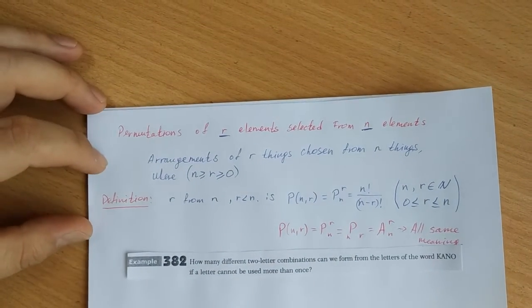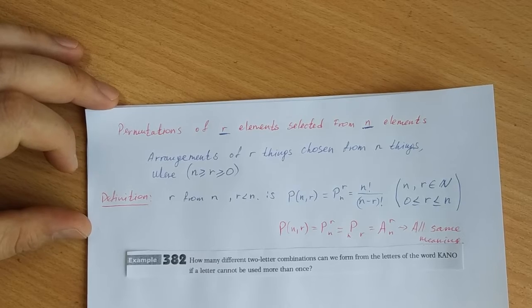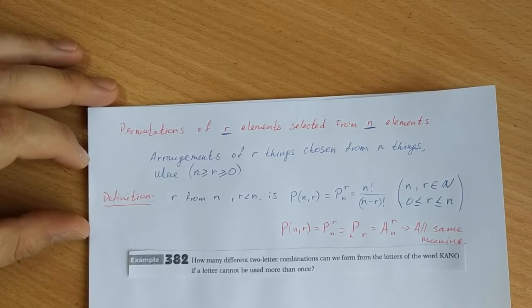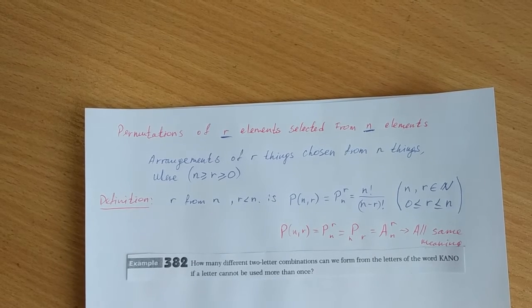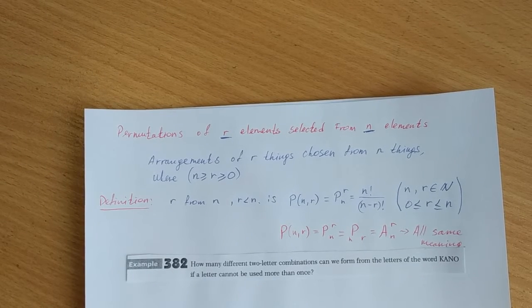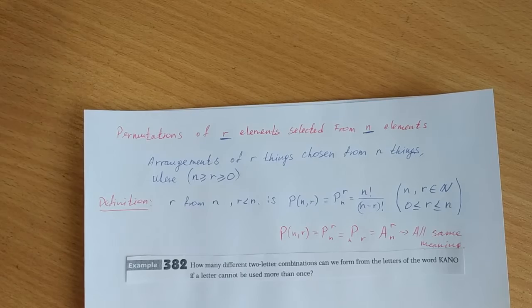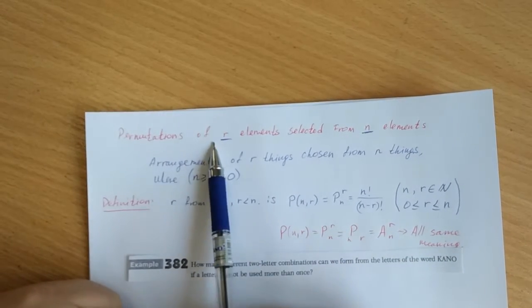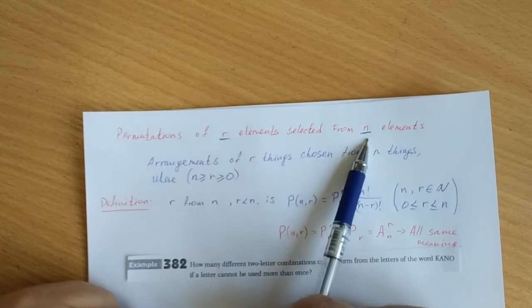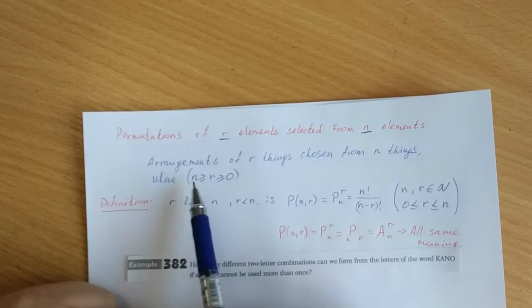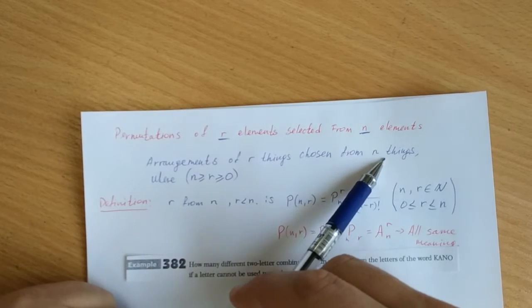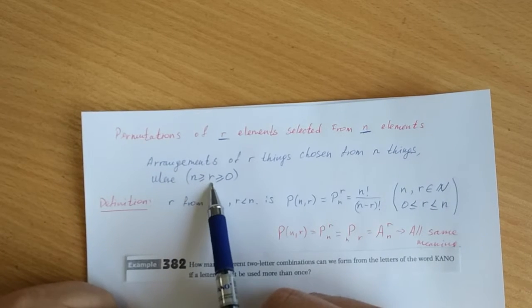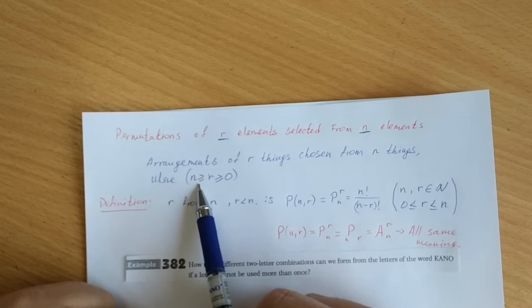Hello guys, again. We will continue our topic, permutations. In the last lesson we saw the permutation of n elements, where we arrange n elements among all of these n elements. Now we will see the permutation of r elements selected from n elements. That means, shortly, the arrangement of r things chosen from n things. That means r is less than n, or they can be equal.